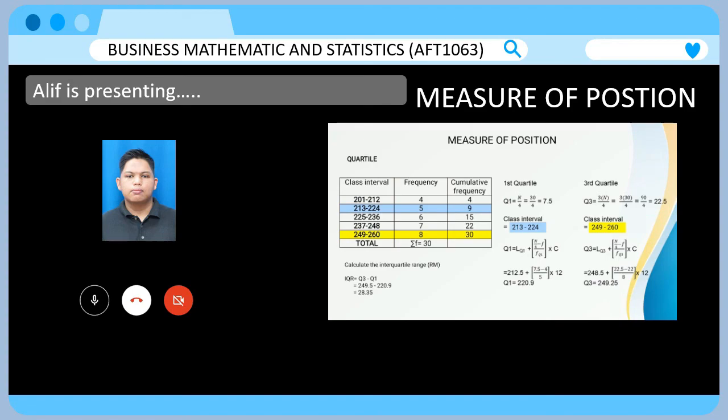For the third quartile, the formula is quite different, which is 3 bracket n over 4. We put 3 bracket 30 over 4 and get the answer 22.5, and the class interval is 249 until 260, because the nearest to 22.5 is 30 by cumulative frequency. After we find the position, we need to find the answer.